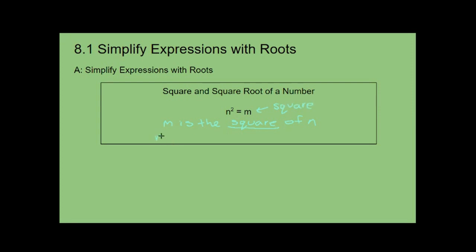And n is the opposite of that, which would be square root. I shouldn't say opposite, I should say the inverse. N is the inverse of that. N is the square root of m. So square and square root are inverses. Just as addition and subtraction are inverses, multiplication and division are inverses. Square and square root are inverses.